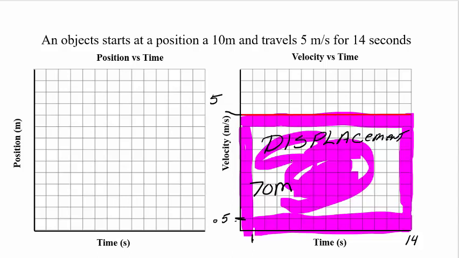Okay, from this information, we are going to be ready to draw our position versus time graph. Now we know in drawing the position versus time graph, we know we started at an initial position of 10 meters.